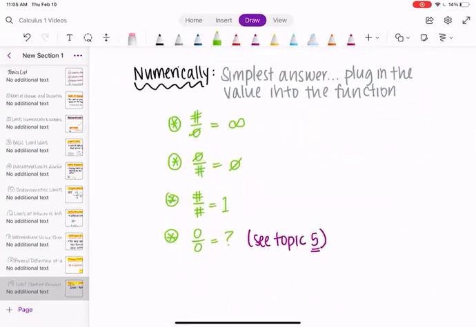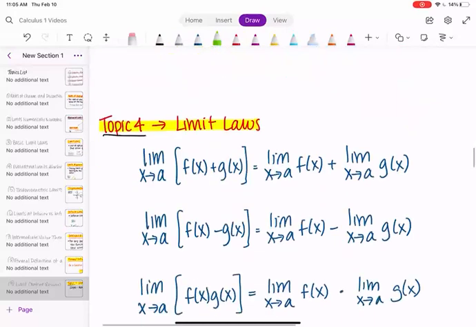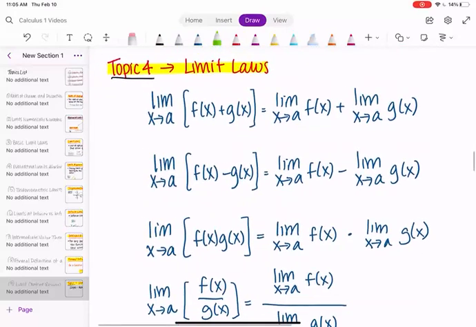So either you can get some number over 0, which would tell you that that limit equals infinity, or you can get 0 over some number, which means that limit equals 0, or you could get a number over itself, which tells you that the function equals 1, or you could get 0 over 0, in which case it's kind of a gray area, but we'll get into that in a second. First, I just wanted to jump over these limit laws.